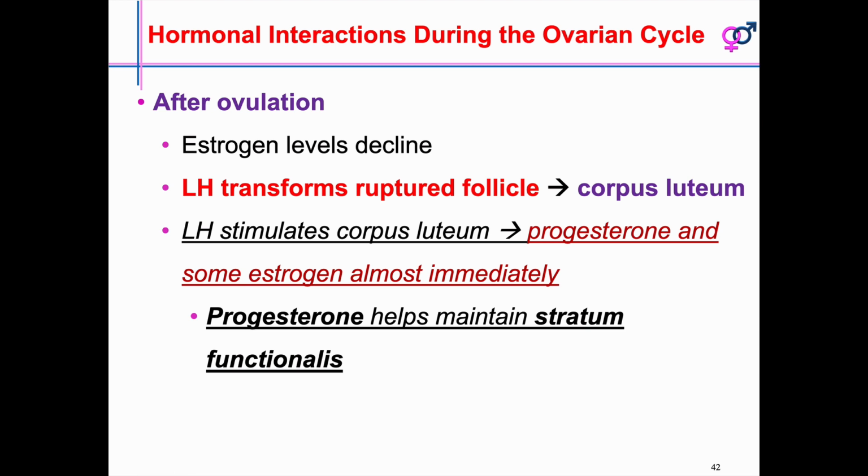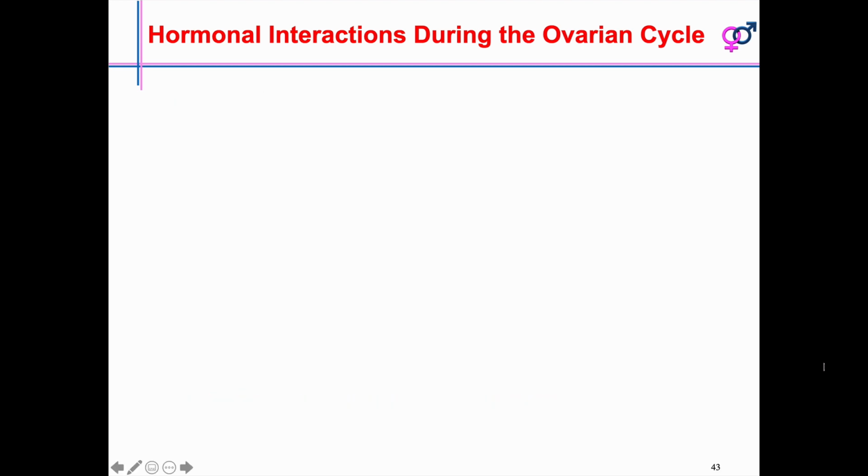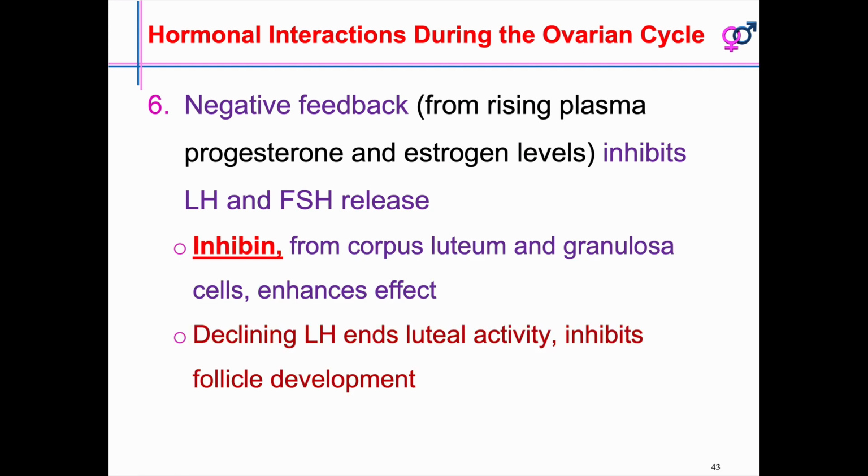After ovulation, estrogen level will reduce, and luteinizing hormone transforms the ruptured follicle into corpus luteum. This corpus luteum will start to release progesterone. Okay, so here the negative feedback mechanism will inhibit the luteinizing hormone and follicle stimulating hormone release, with the corpus luteum and granulosa cells enhancing the effect.